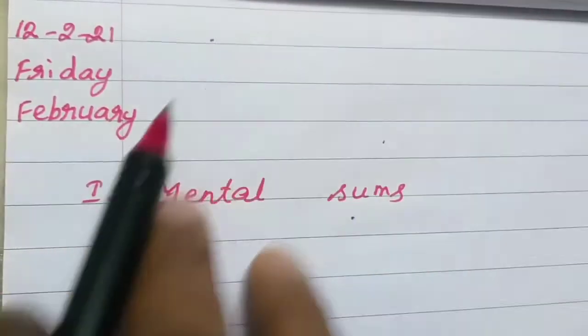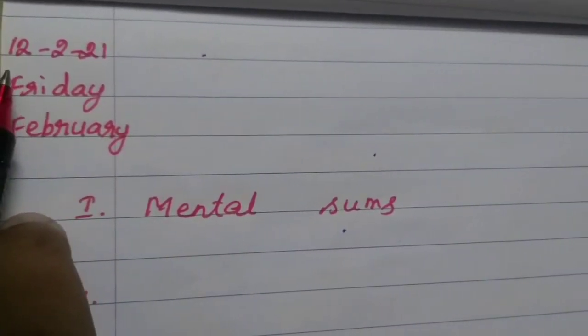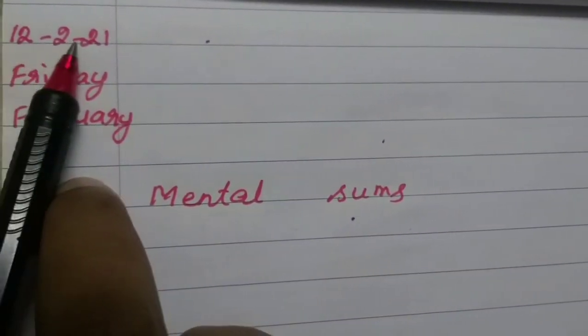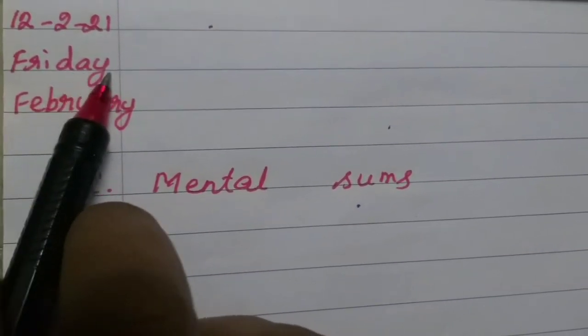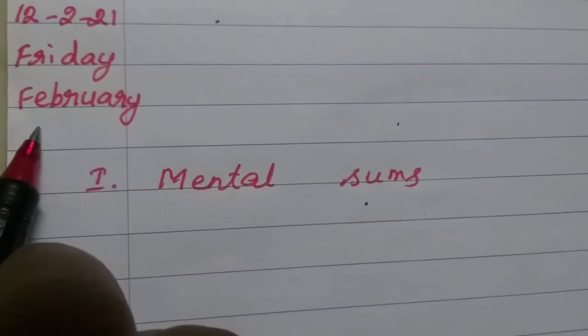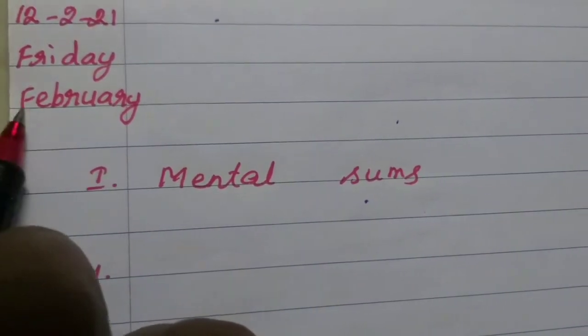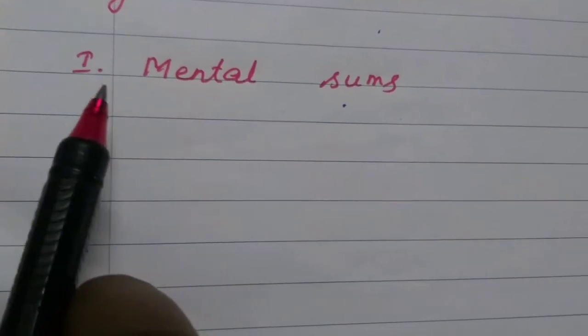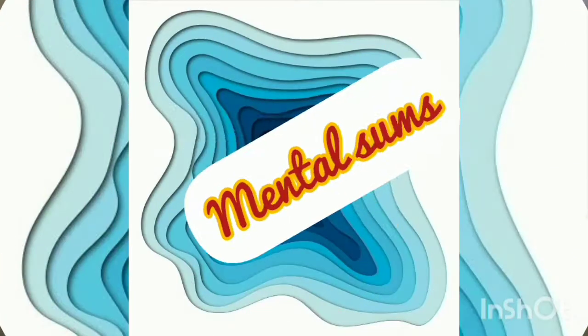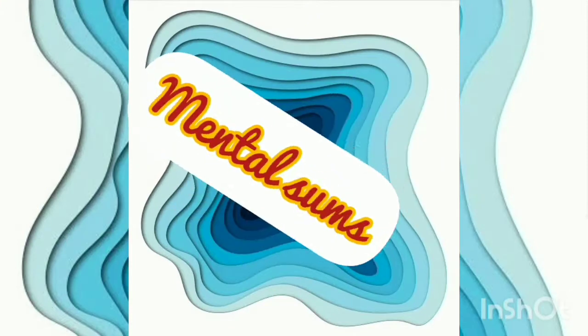Take down your math class notes and write today's date, 12/21. Today's day is Friday. Then the month name is February. Write the first heading, mental sum, and write the numbers 1 to 5. Students, start to write the mental sum. The first one.